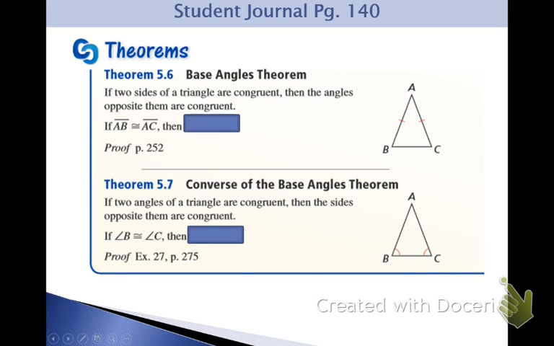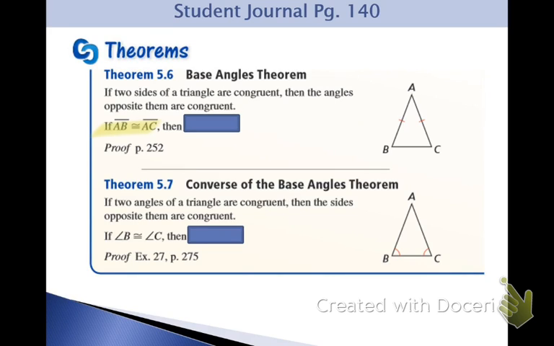Ta-da! Here we go. Base angle theorem. It's in the center of your page. You're going to see there's a big blank. You're going to fill in the blank. If two sides of a triangle are congruent, then the angles opposite them are congruent. You're going to fill in the blank if AB is congruent to AC. So you're filling in the blank, what I've highlighted.